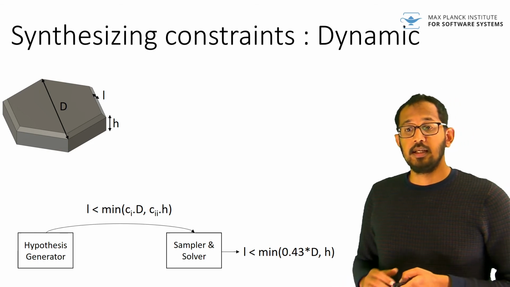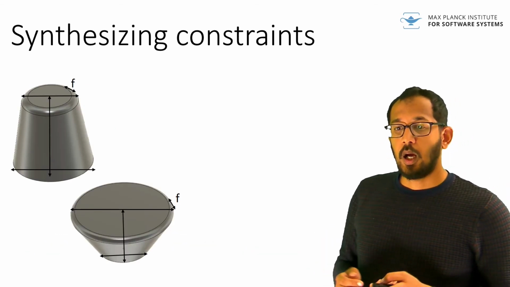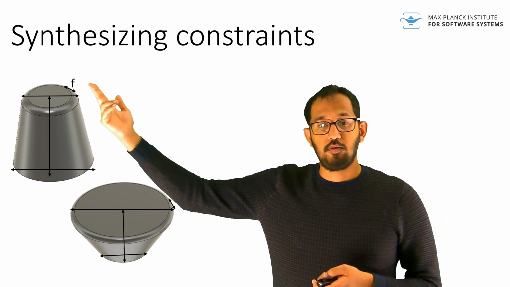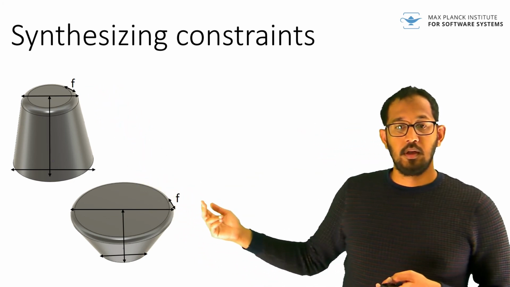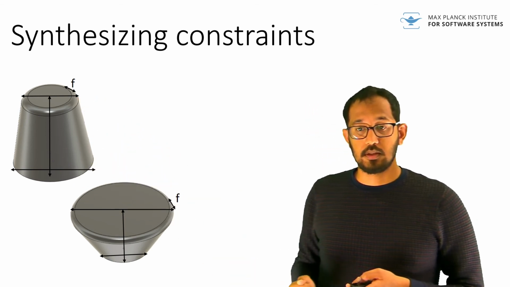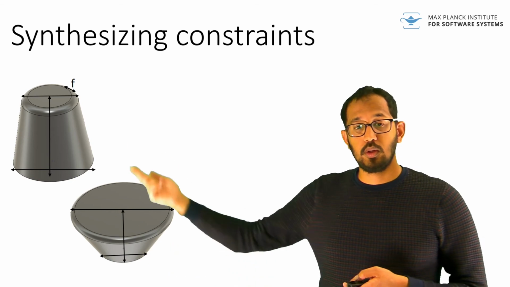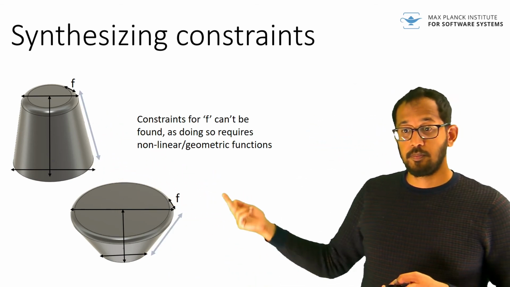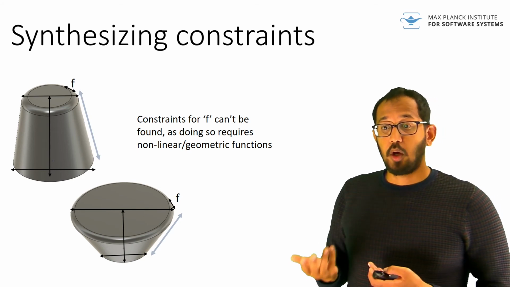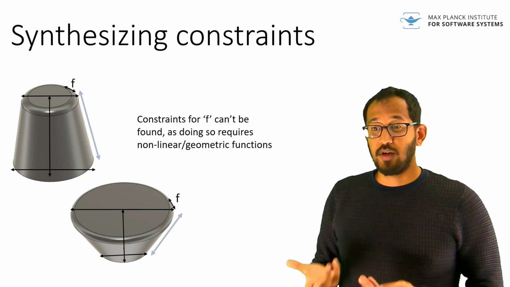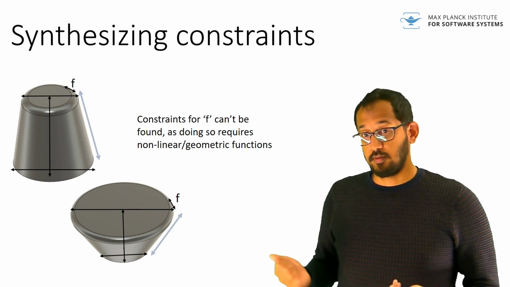As you can see, this technique is quite general. However, we cannot solve for all constraints. For example, if we were to solve for f here, this f depends on the upper and the lower diameters of the circles here, but also on the slant height here, which is not given and needs to be calculated. As our hypothesis generator and solver do not support complex nonlinear or geometric functions, we cannot solve this.